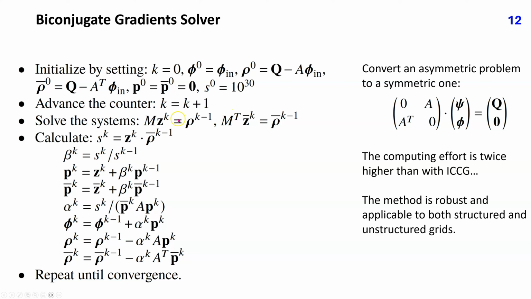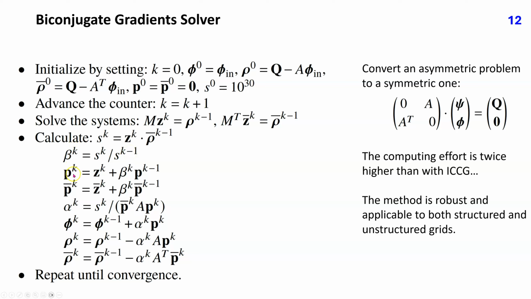In the next step, a dot product of vectors ρ bar from the previous iteration and z is taken. The product is denoted as sk. This is followed by computing the ratio of sk and sk minus 1, which is denoted as beta.